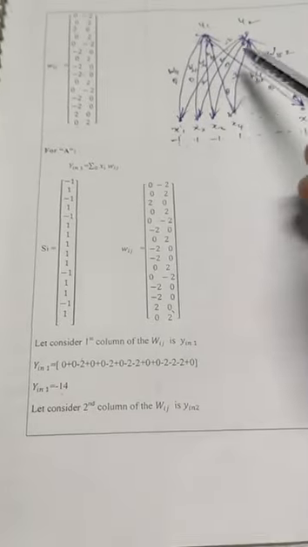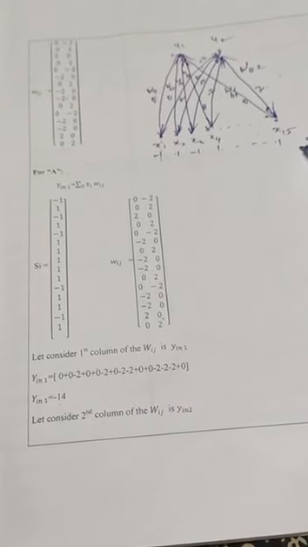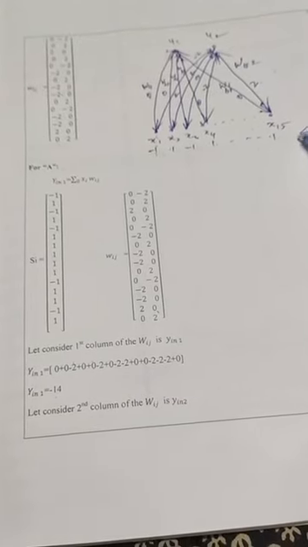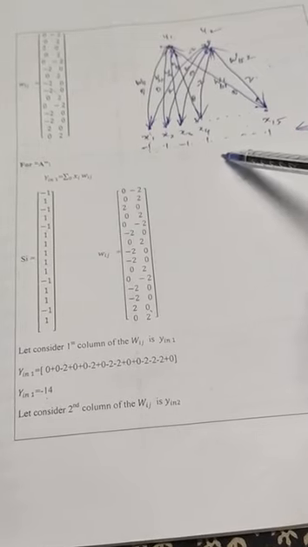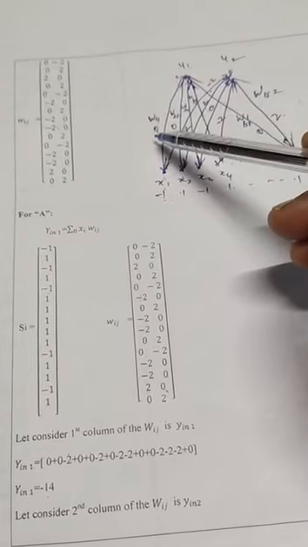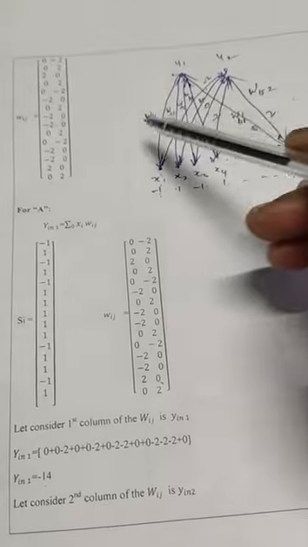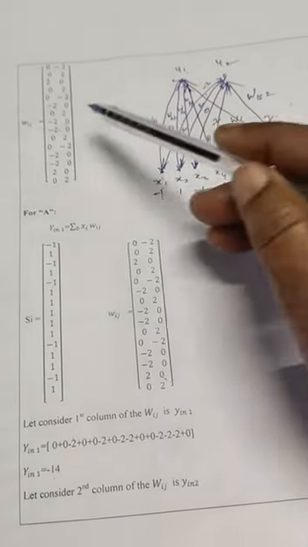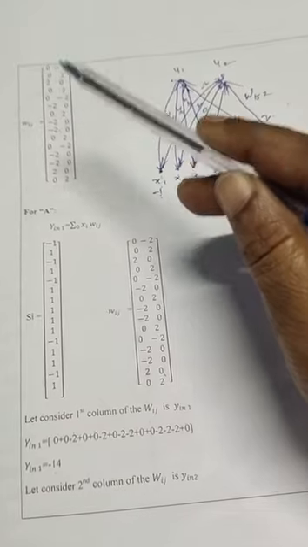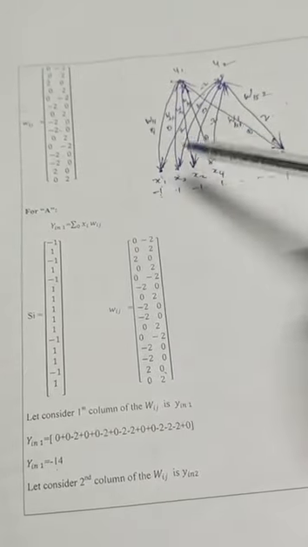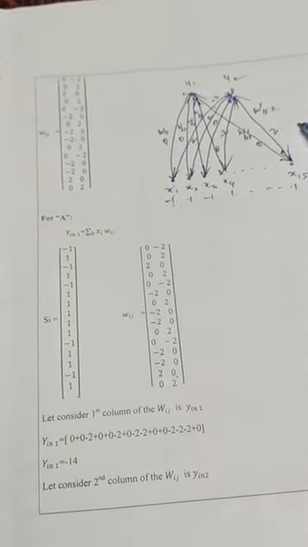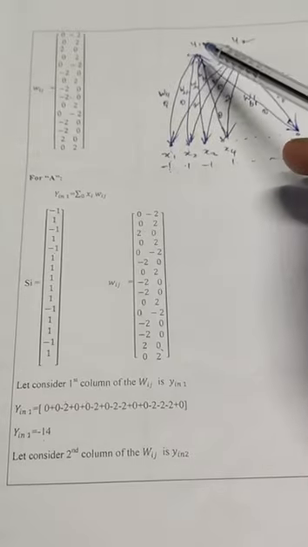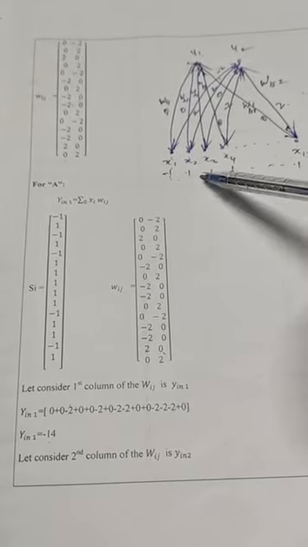Now we have to calculate. We have applied the input pattern first, that is character A, at the X layer. We have already computed the weight matrix required to store the patterns A and C. This is the weight matrix required to store pattern A as well as pattern C. That weight matrix we have placed here. Now we are calculating what the output is if we apply this input pattern.